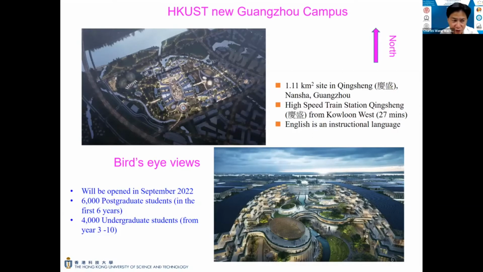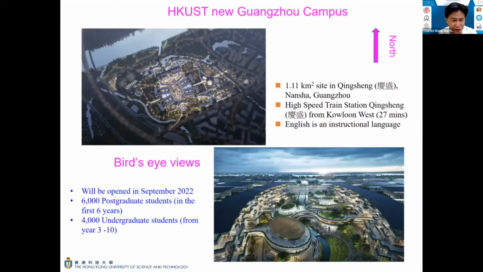And eventually we will have 6,000 postgraduate students versus about 2,000 research students in Hong Kong. So it's 3 times bigger in terms of research capability, in other words. And we will have about 4,000 undergraduate students, but undergraduate will start from year 3, okay? And then we will gradually increase to 4,000.